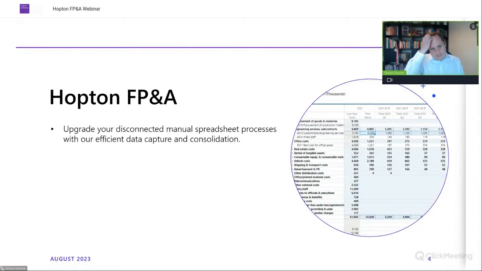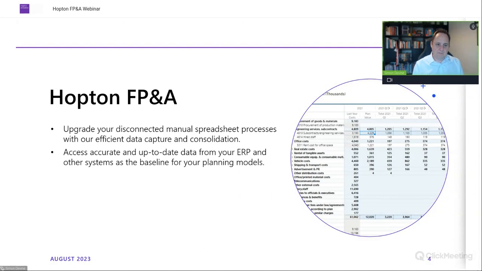So what do we get really, and why use it? Well, one of the things with Hopton's FP&A tool is it allows us to move away from disconnected manual spreadsheets for processing, which are inefficient. You've got to consolidate them. You're going to end up with errors. You're going to end up with formulaic errors, and you're going to end up with missing spreadsheets. We move away from that.